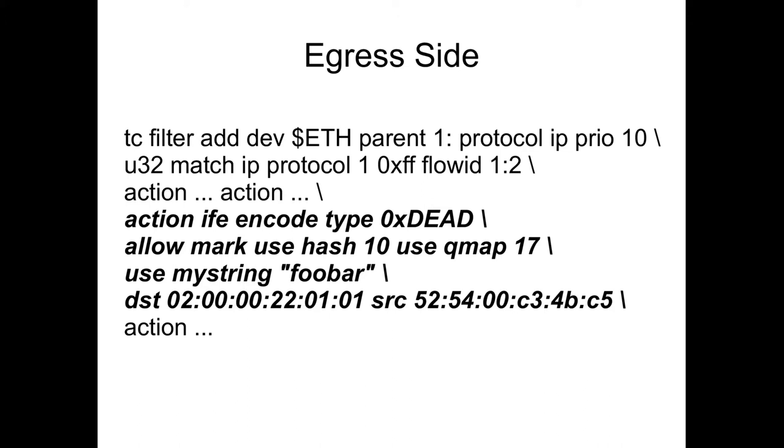I want it to allow the mark. What that means is, whatever you see on the SKB mark, I want you to grab that from the SKB that you receive and encode it in a TLV to send. I don't want you to use the SKB hash. I don't care what is on the SKB hash value. I just want you to encode always value 10 for this policy. I want also to encode the queue mapping, SKB queue map, but I don't want you to use the one that's on the SKB. Instead, I want you to always encode a hard-coded value of 17.